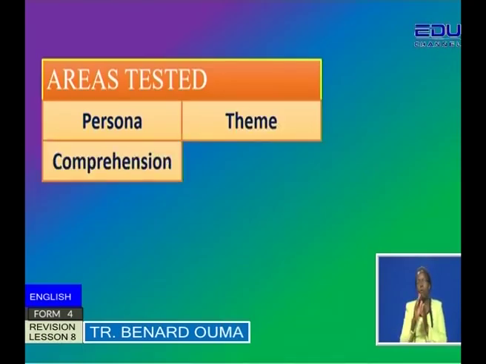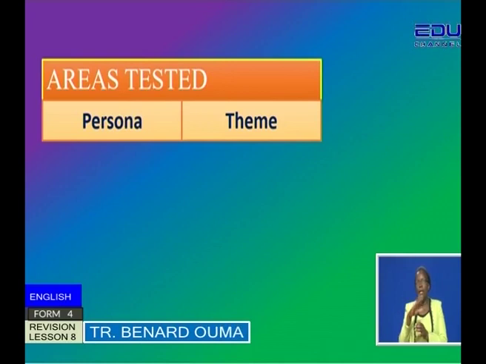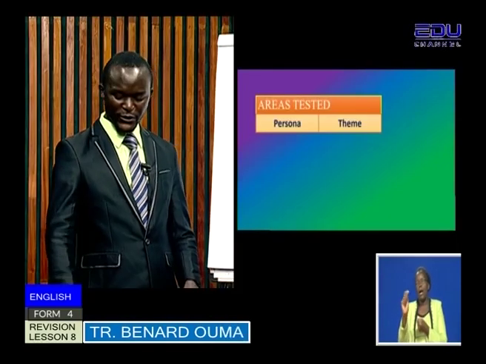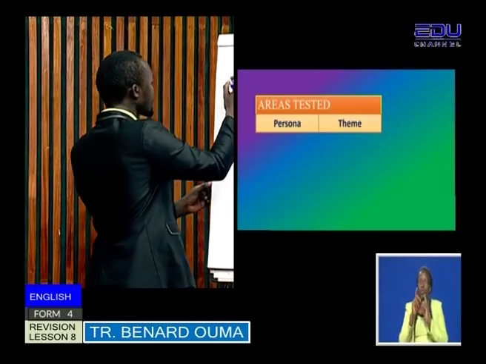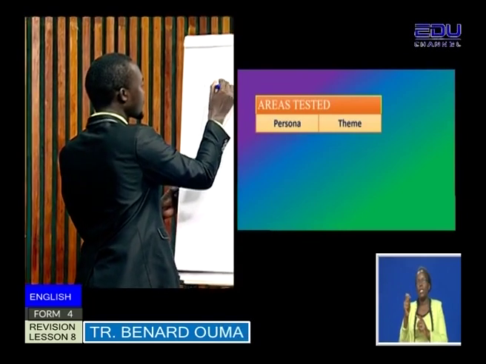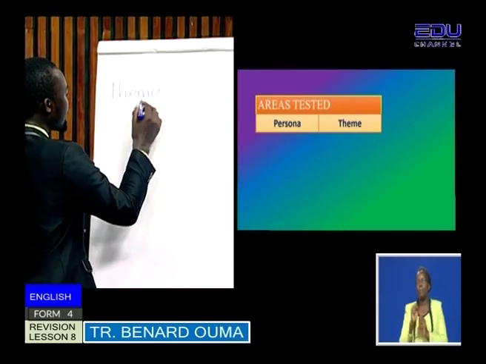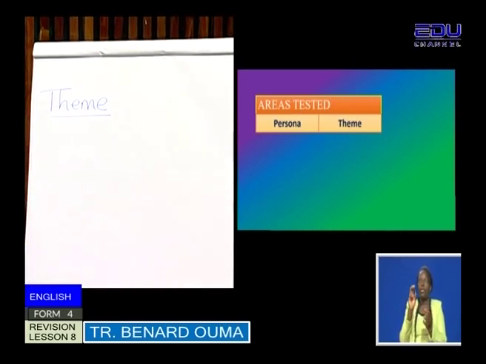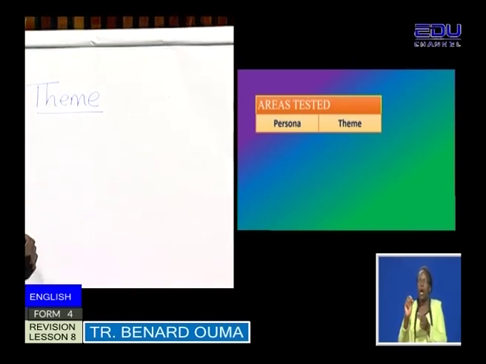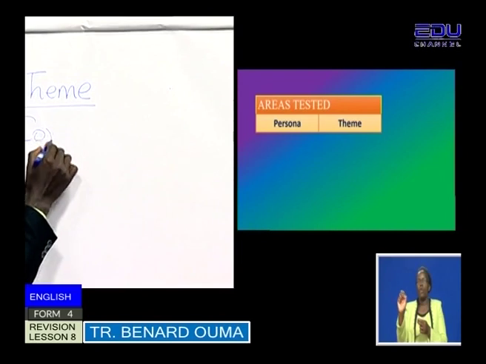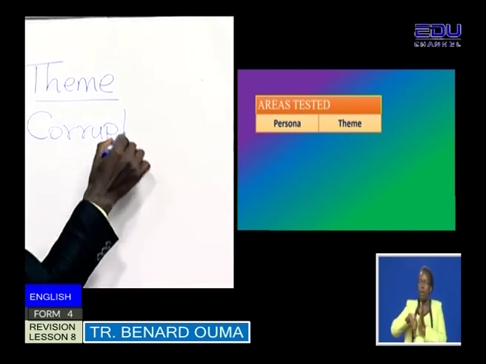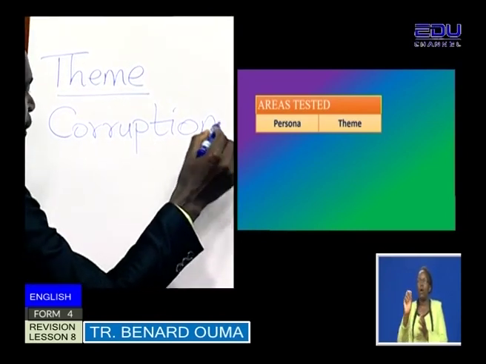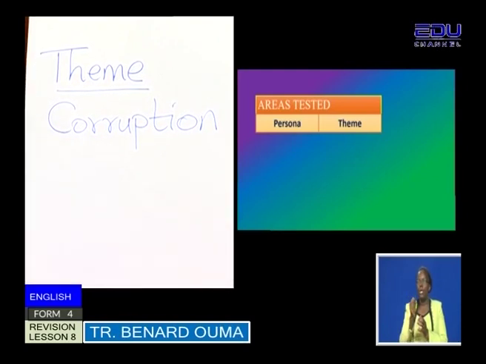Another area is theme. Theme, and sometimes what we call the subject matter. So when we talk of theme, we expect you to identify it using a noun phrase. For example, you can talk of corruption as a theme. What is the theme? You can say there is the theme of corruption, then you explain.